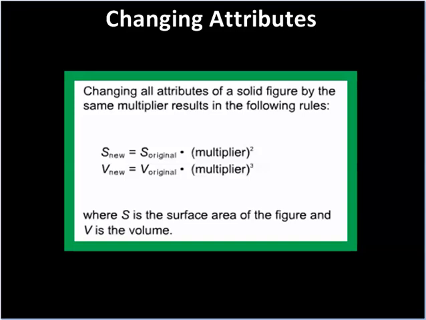Also, remember when we were studying changing the attributes, and we went over this when we were studying area in the last lesson. I'm going to take the volume of the new solid. It's going to equal the volume of the original solid multiplied by the multiplier, and notice this right here, cubed, because volume is always cubed.